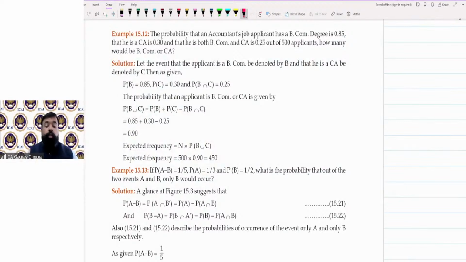Again, we have started with the chapter probability in the last session, and today is the second section of the chapter probability. So today we have to complete this chapter.